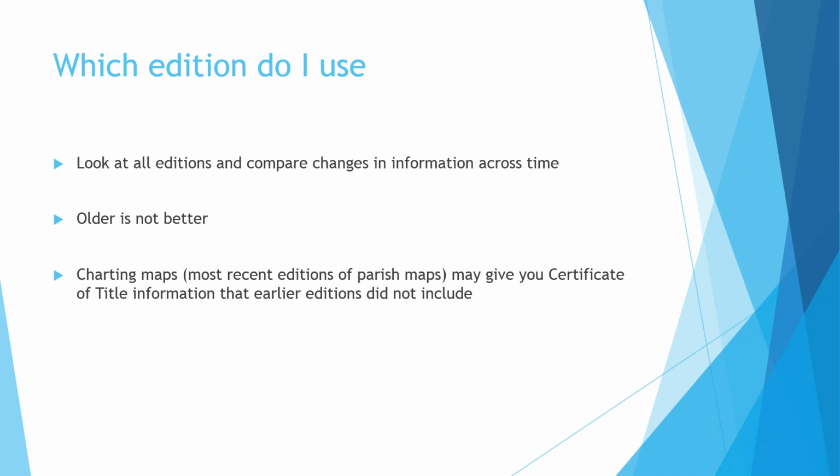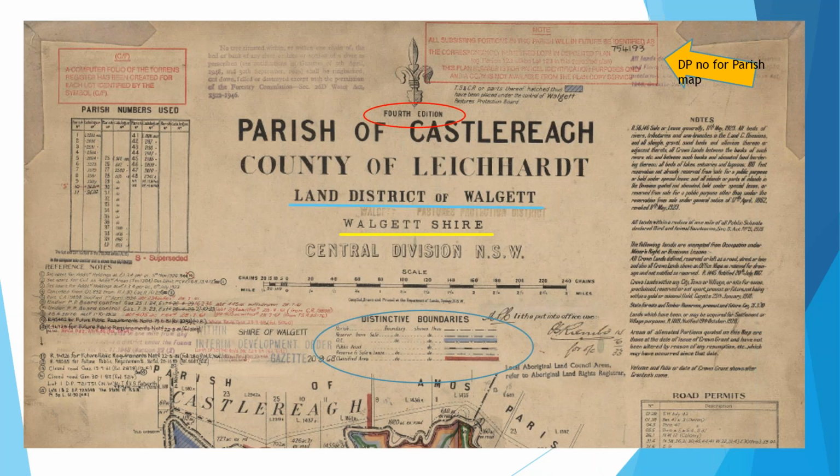I often get asked, which edition should I use? Obviously, the older edition is going to be the better, isn't it? Well, no. What you need to do is look at all editions and compare changes in information across time. Because older is not better. After all, it's the charting maps, which are the most recent edition of the parish maps, that give you the certificate of title information. The earlier editions do not include certificate of title information.